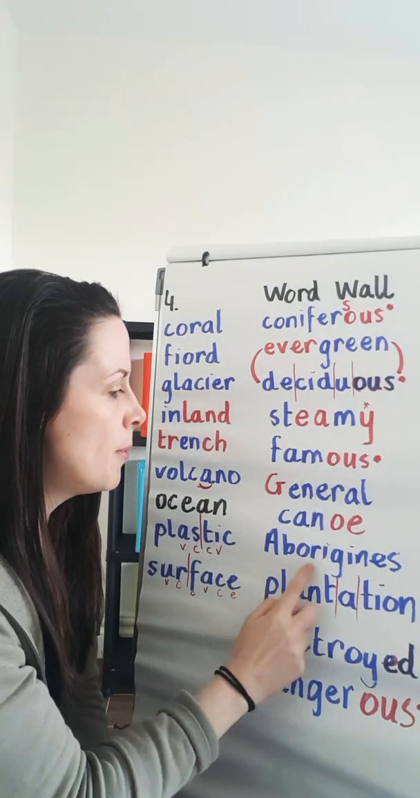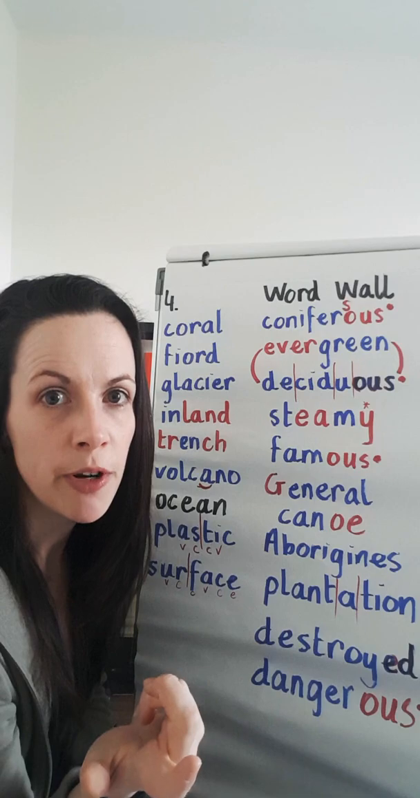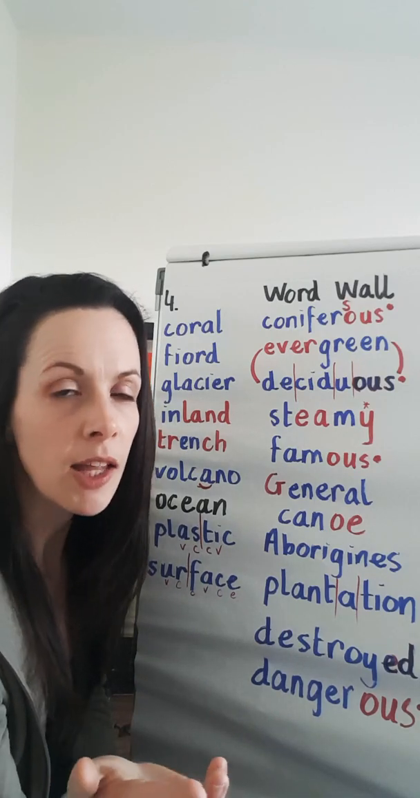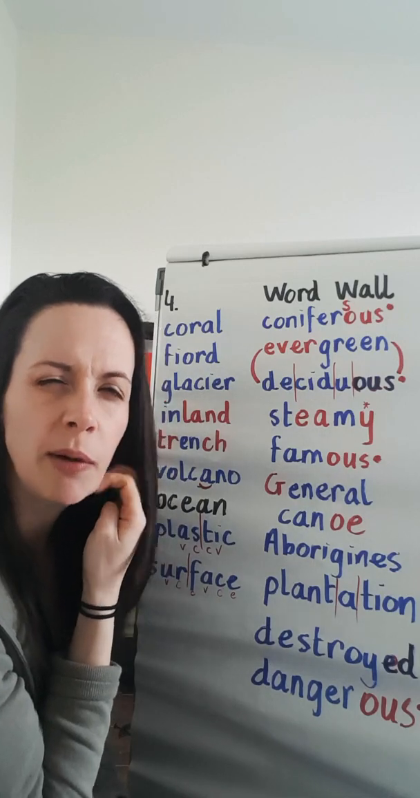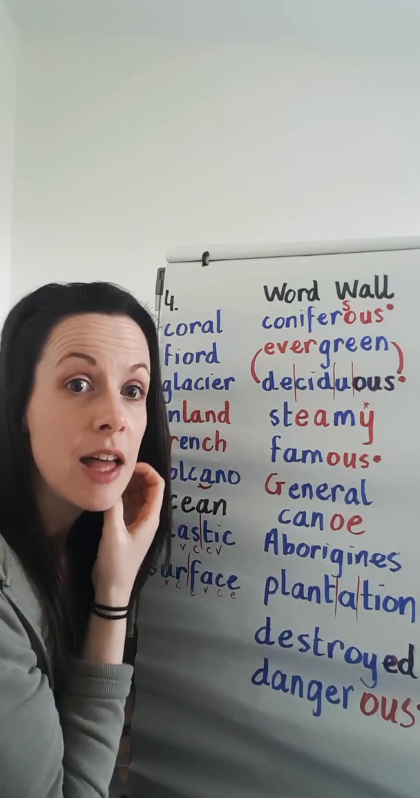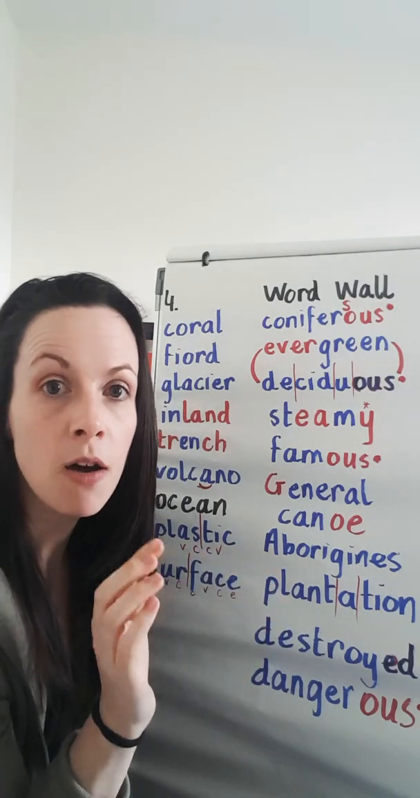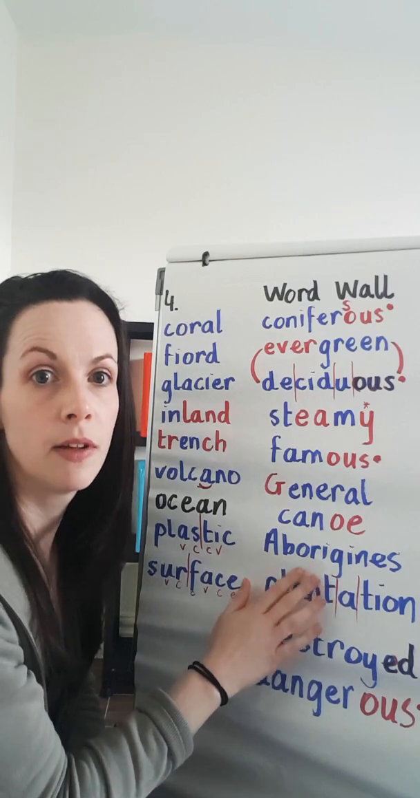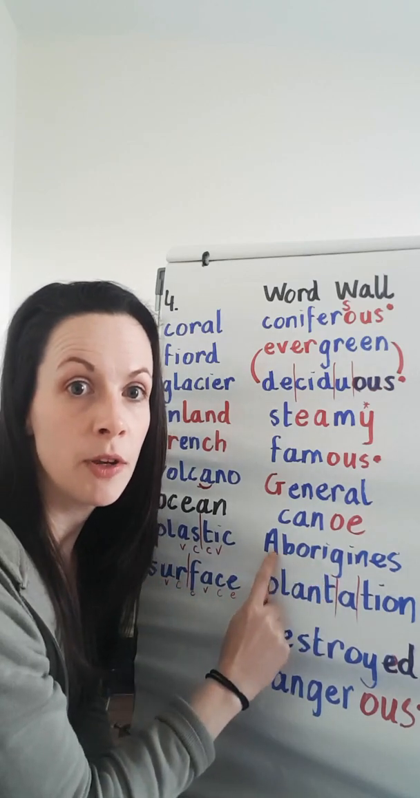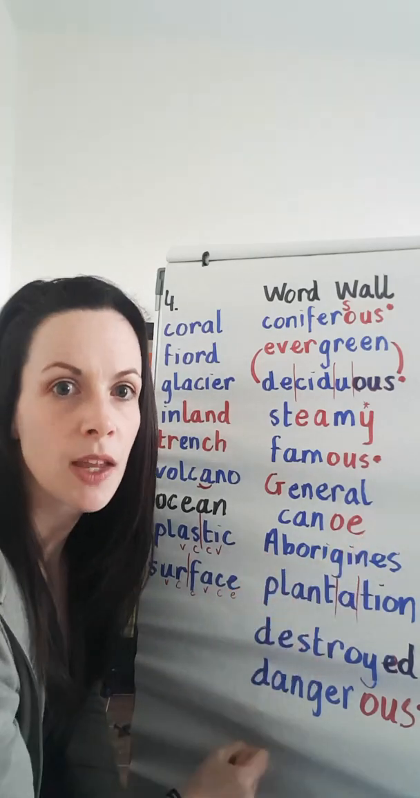Next word, aborigines. Who are aborigines? Have you read a story before about aborigines in your PM readers, or in any other book? Aborigines are the native people of Australia. Okay, the native people. They were the original people from Australia. So that's why they're aborigines.